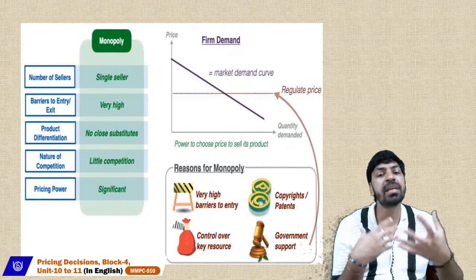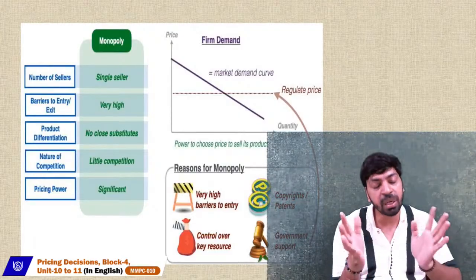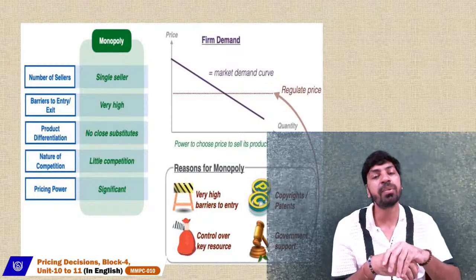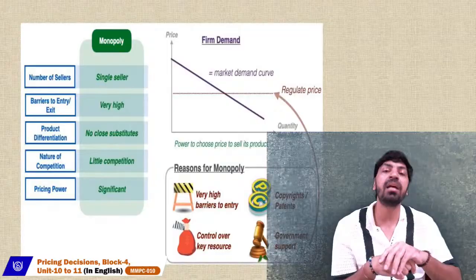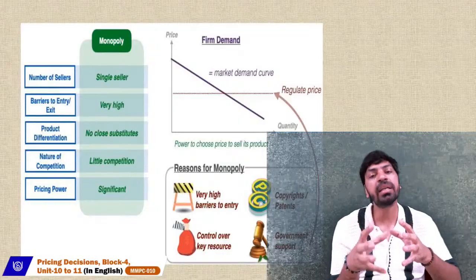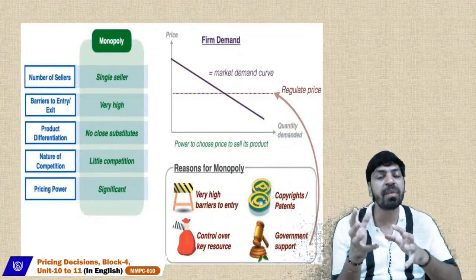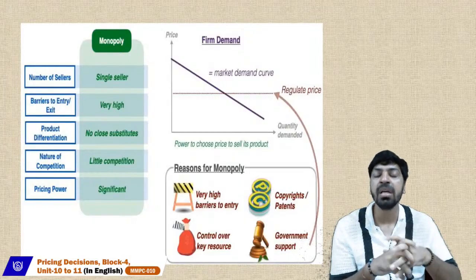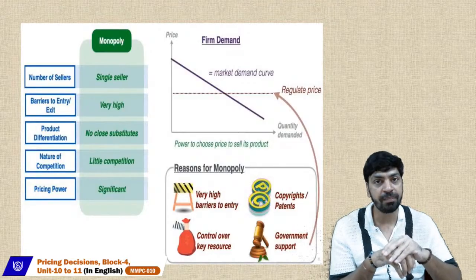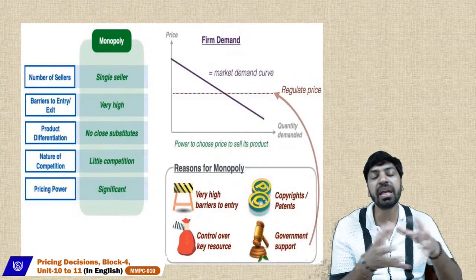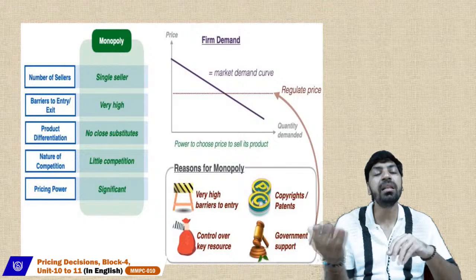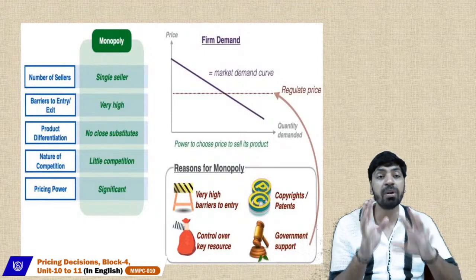So whenever the need arises, or whenever there are any choices or requirements, the buyers have to buy the product from a single seller or firm, and as a result the single firm's demand curve is equal to the market demand curve, due to the regulated price set by the single seller. And the power is almost significant; they have full power to decide the price of a commodity, and accordingly they can sell the product in the monopoly market.